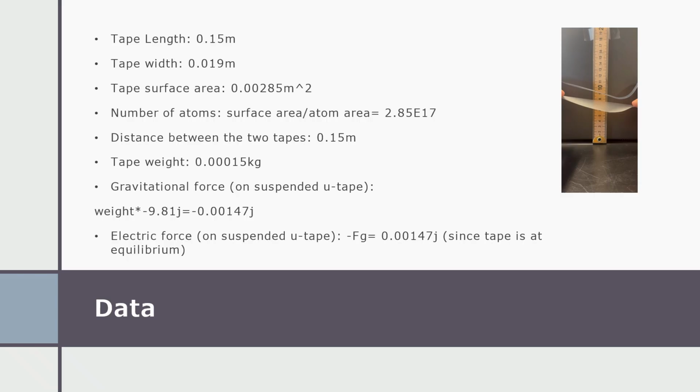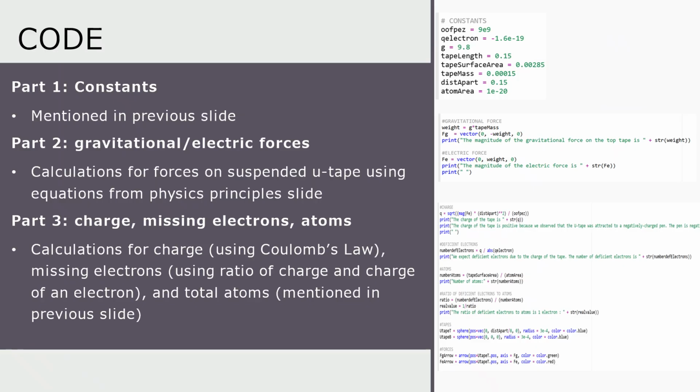The tape weight was 0.00015 kilograms, which was solved using the equation provided in the instructions. The gravitational force on the suspended U-tape was the weight times the gravitational constant, so that would be 0.00147 in the negative j hat direction. And the electric force on the suspended U-tape would be the negative of the gravitational force since the tape is at equilibrium. Here's the code.